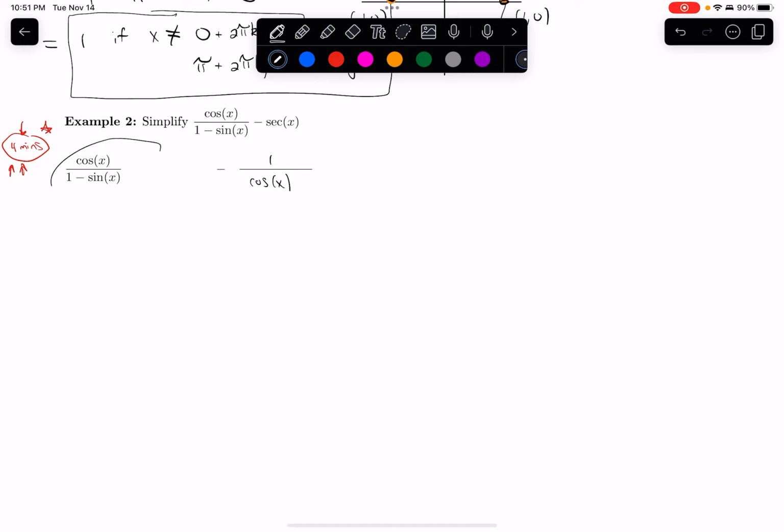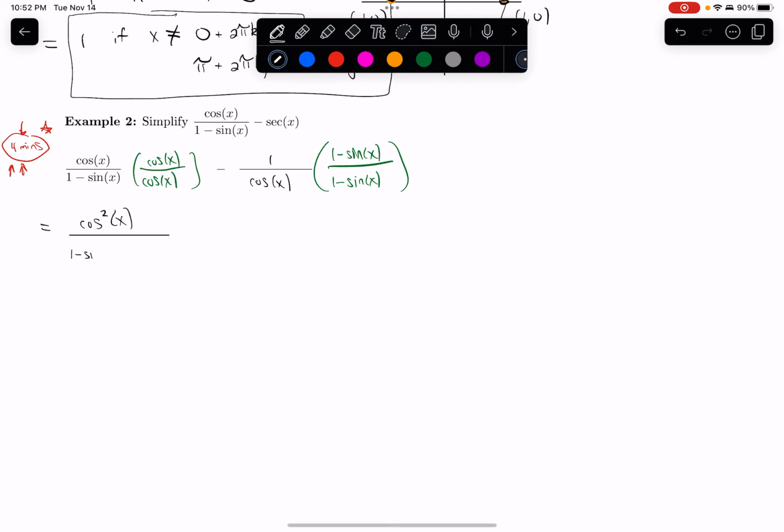Now I'm subtracting two fractions, and I can get a common denominator to do that. So I would need to multiply this first fraction, top and bottom, by the other denominator, so cosine x over cosine x. And I multiply my second fraction, top and bottom, by the first denominator, 1 minus sine x, over 1 minus sine x. Now when I do the multiplication, these first two fractions multiply to give cosine squared on the top. I'm going to leave the denominator factored as 1 minus sine x, in parentheses, times cosine x.